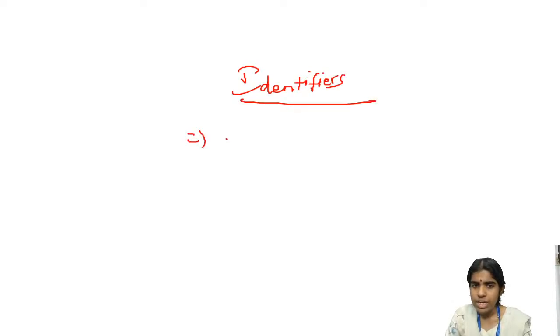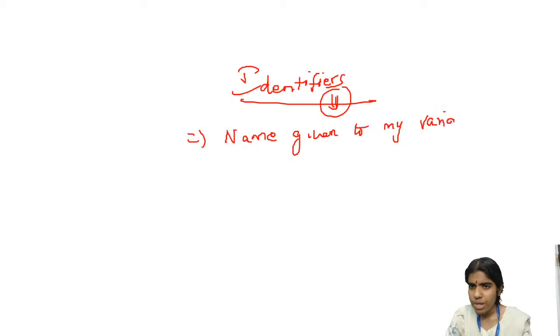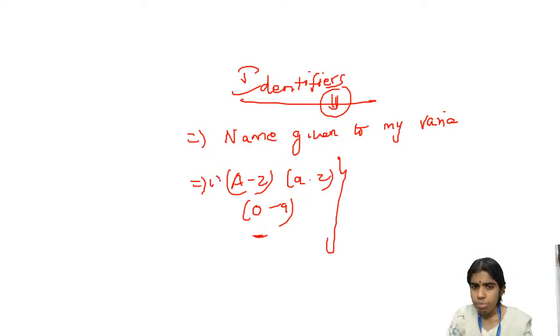So what do you mean by an identifier? I am going to discuss identifiers in Python. It is nothing but a unique name that is given to my variable. It identifies my variable. So the name given to my variable is called an identifier in Python. So am I making sense? What are the important rules you should follow? It can contain only alphabets from A to Z, small a to z, and it can contain numbers, and it can contain only underscore characters.